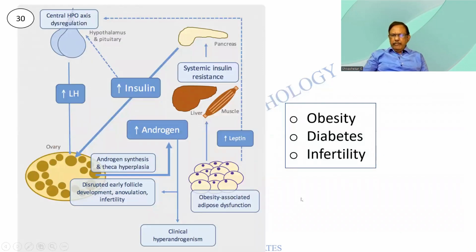This is an important diagram as such. You might be wondering what it is associated with, insulin, insulin resistance, etc. But what I am interested is there is a disruption in the early follicle development, anovulation, and infertility. This can be associated with diabetes. This can be associated with infertility. That is why this particular flow diagram is informative to us.